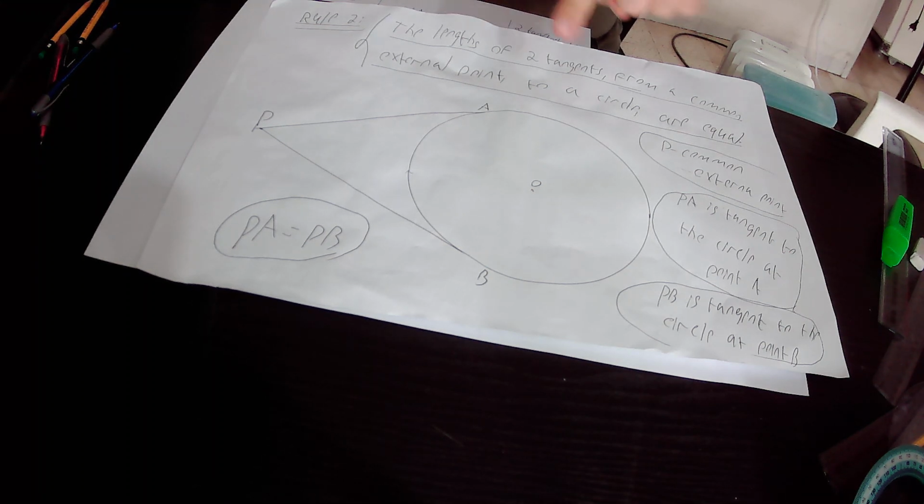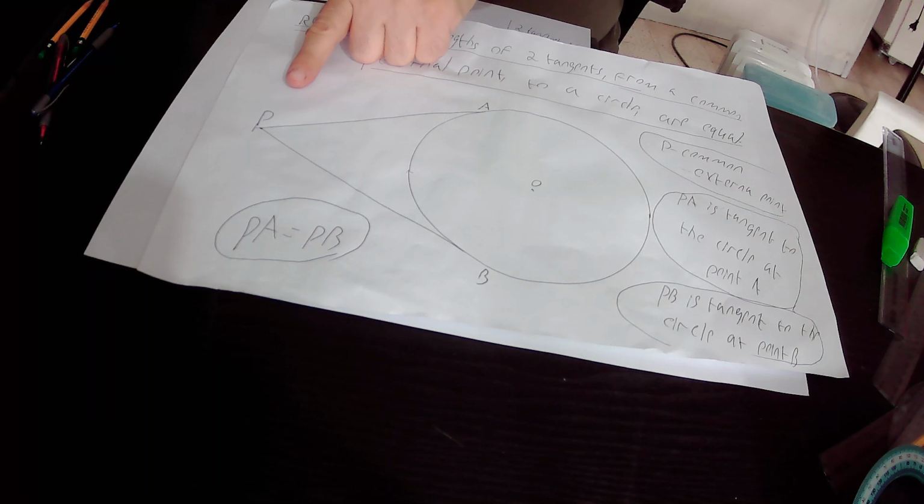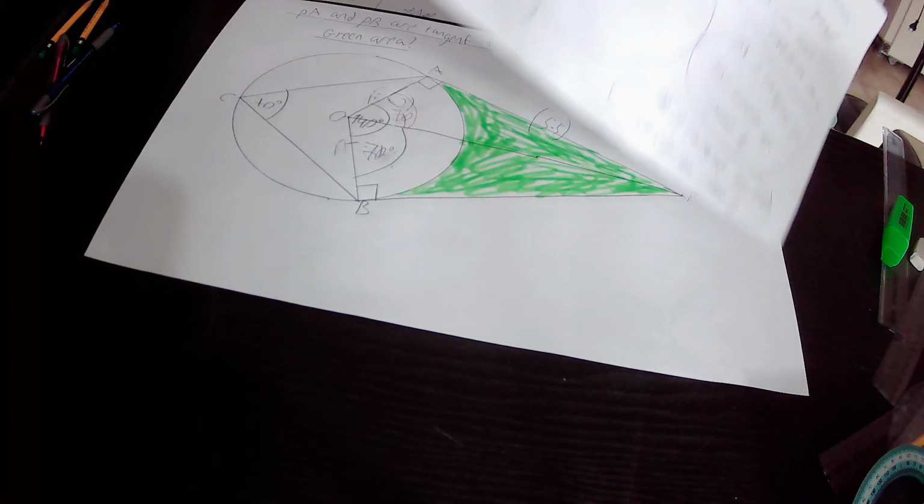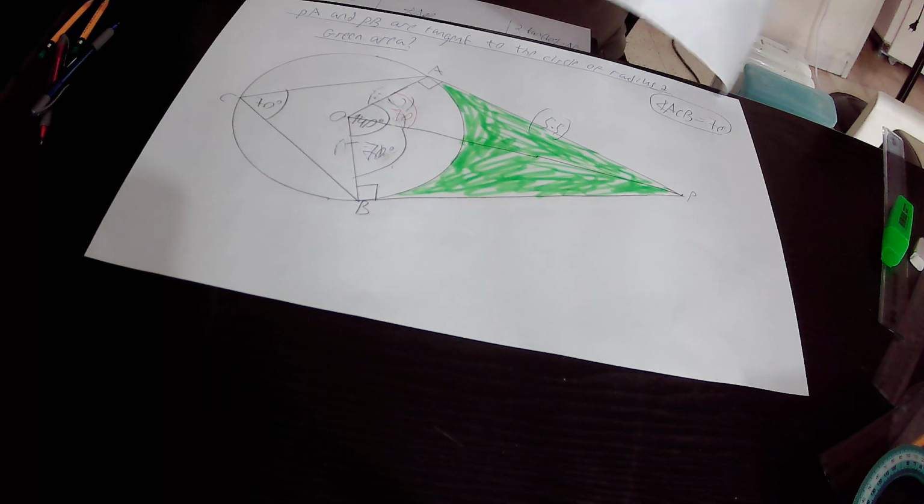So in the diagram we have a circle and a common external point, point P. From the common external point P, we have two tangents to this circle, tangent PA and tangent PB. According to Rule 2, they are equal to each other. That is to say, PA equals PB. We implemented Rule 2 in our drawing.